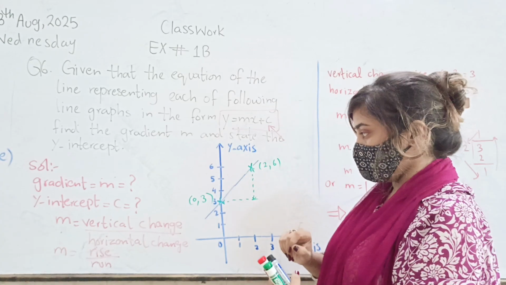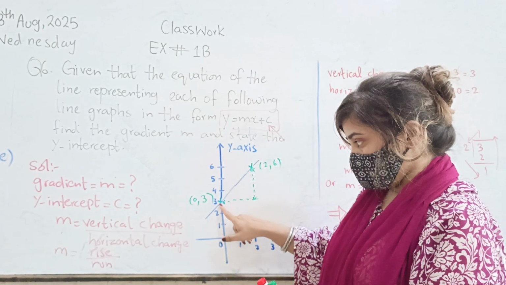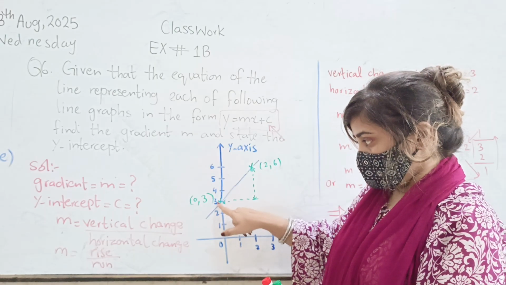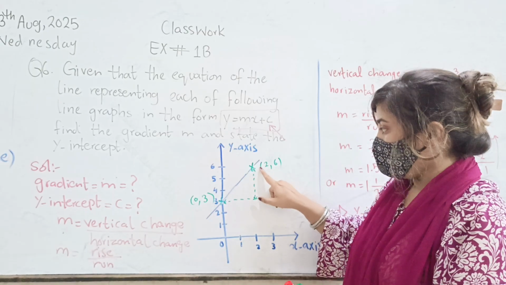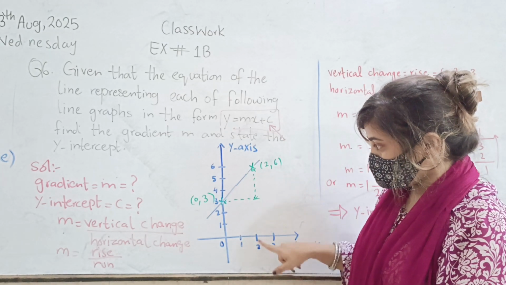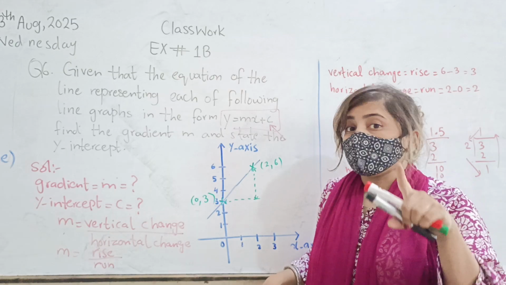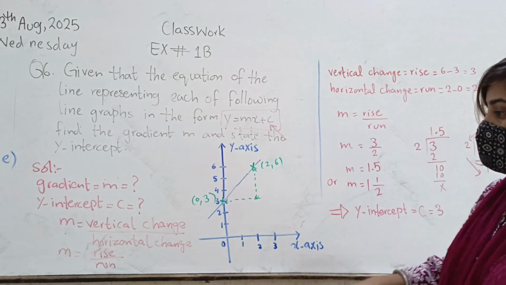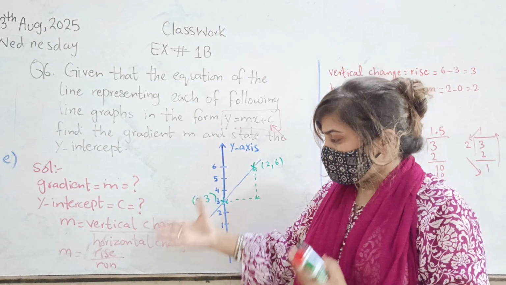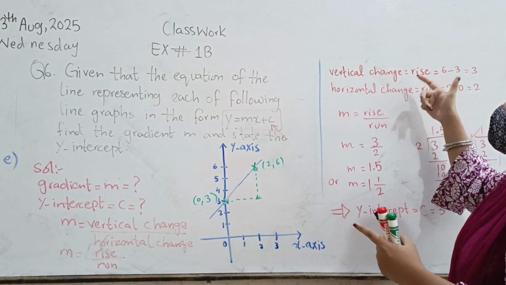So one point I take this, and one point I take this. Here x value is 0 and y value is 3, and here x value is 2 and y value is 6. You know, in coordinates first x comes and then y. Afterward, I have already written the formula. Just put the values.